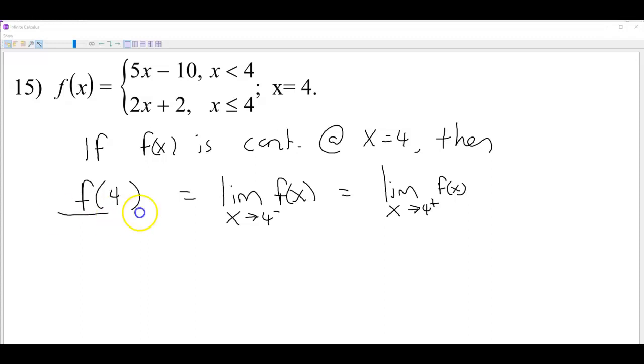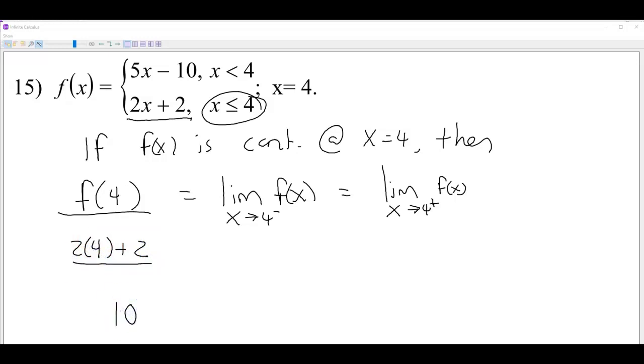Okay? So f of 4. Let's start here. Now this time, unlike the last problem where you're finding the missing number, this part is necessary because we're trying to prove that it's continuous. So if you're trying to actually prove that it's continuous, you have to do the f of 4. So the f of 4 is the one where you have an equal to 4, and so that would be this piece, 2x plus 2, and we're plugging in the 4, so that's 8 plus 2, which is 10.